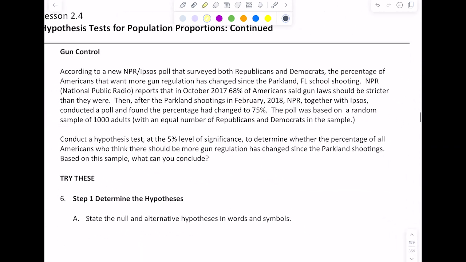You can feel free to try the next problem on your own. This one will be a two-tailed test, so be careful when doing this. You can always use the resource videos that I've placed in Canvas if you need some help with two-tailed tests to guide you through this. And if you have any questions, feel free to reach out to me.